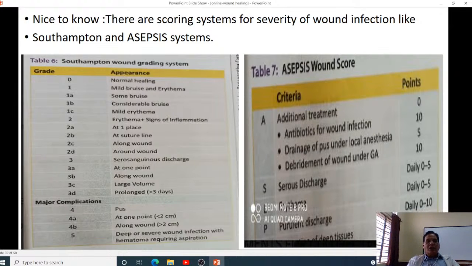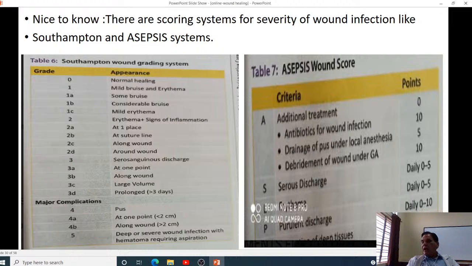In general understanding, it is nice to know how we are going to classify wounds. These days, there are two systems. First is the Southampton system, another is the ASEPSIS system. The Southampton is a commonly followed wound grading system. What is it? Grade 0, grade 1, grade 2, grade 3, grade 4. Grade 0 stands for normal healing. 1 is mild bruise and erythema. On inspection findings, 1A minimum bruise, 1B considerable bruise, 1C associated erythema.